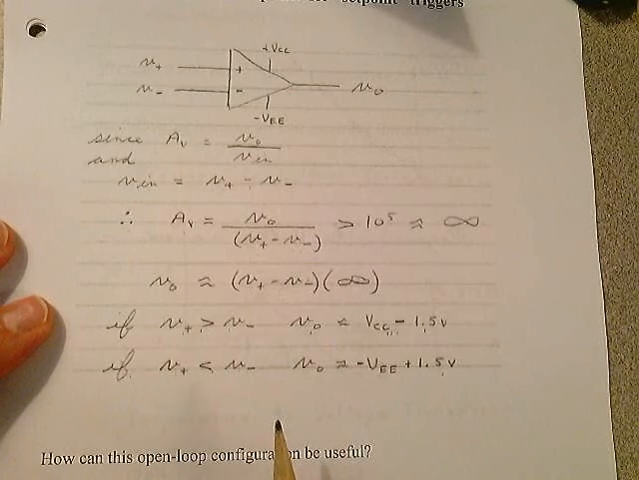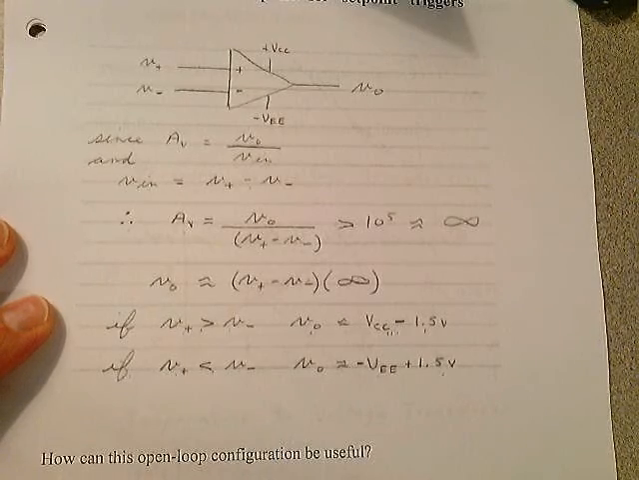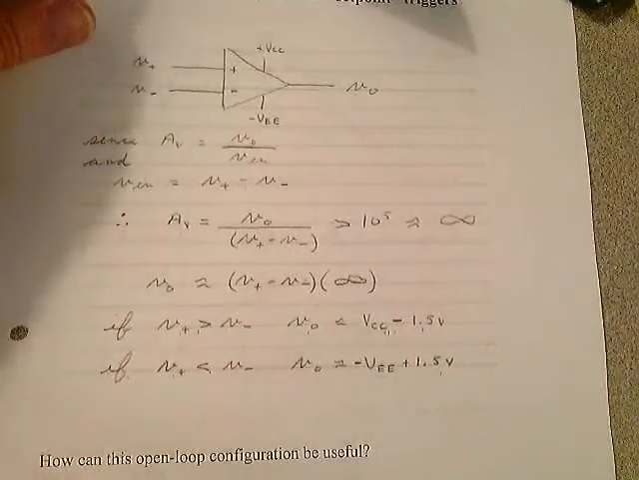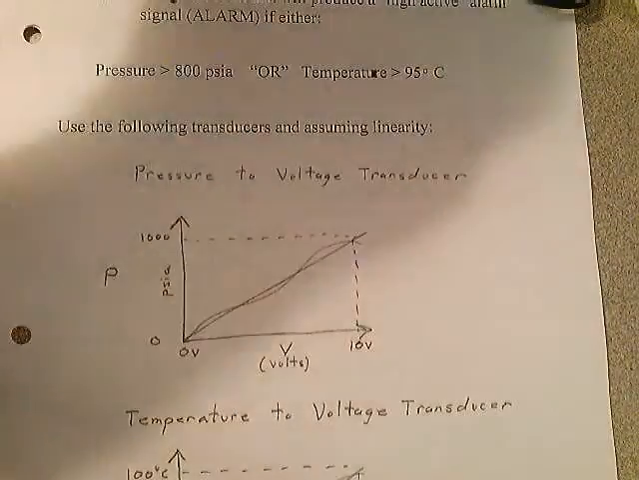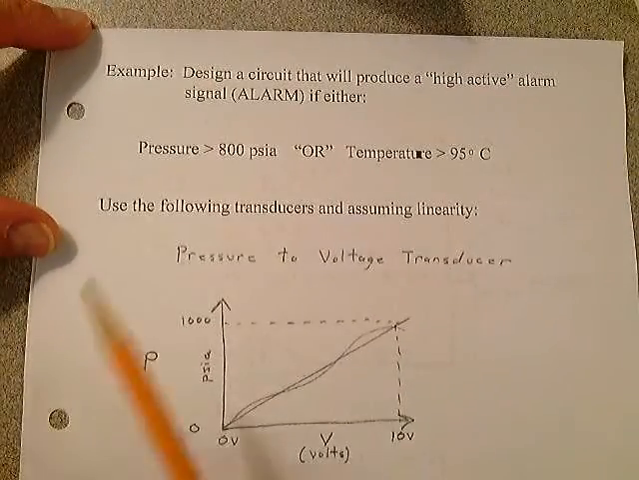It's used in what you call set point circuits. How can this open loop configuration be useful? The answer: in voltage comparator circuits using set points. Control engineers use this constantly. Very, very popular. It's something you really should know when you leave this course.